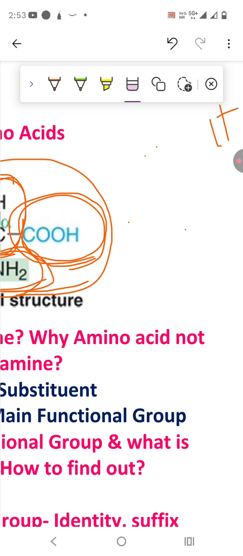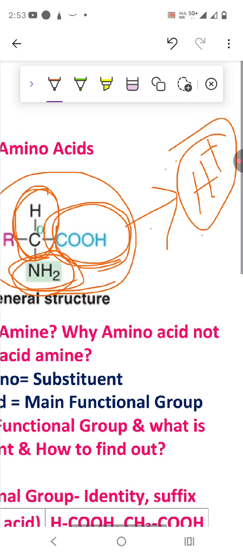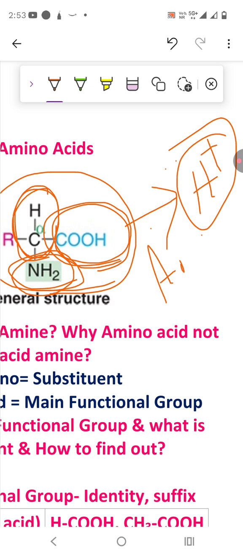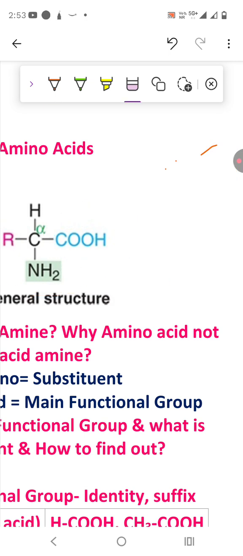So NH2 acts as a base, and COOH acts as an acid since it can donate a proton, H plus, leaving COO minus. Since this amino acid molecule acts both as an acid and a base, it is amphoteric in nature. Amphoteric in nature. Clear?